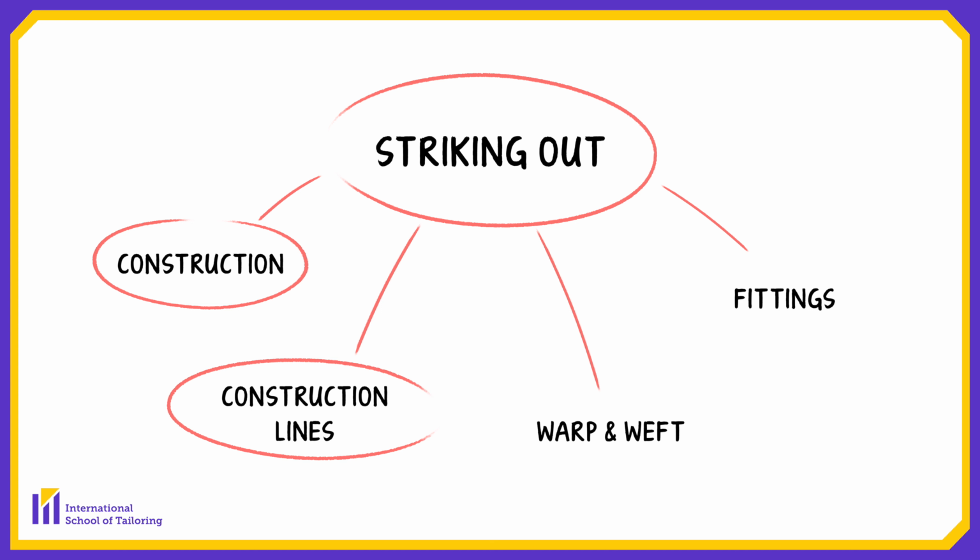Construction lines are of course important when we are striking out because it's the construction lines that we match to the next element, which is the warp and the weft. So therefore we have to identify the warp and the weft of the fabric to match our construction lines with. And last but not least, we have fittings, and fittings require changes. Changes require the additional material that we trace around our pattern, which we call inlay.